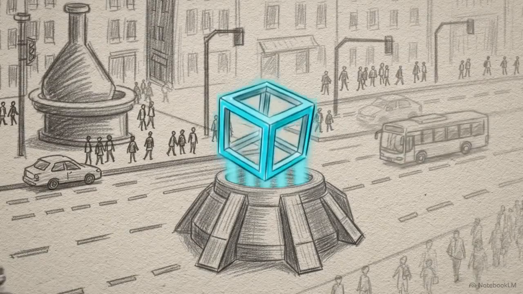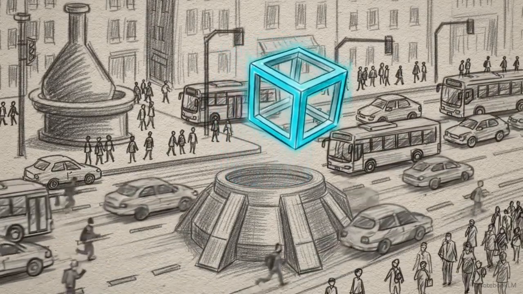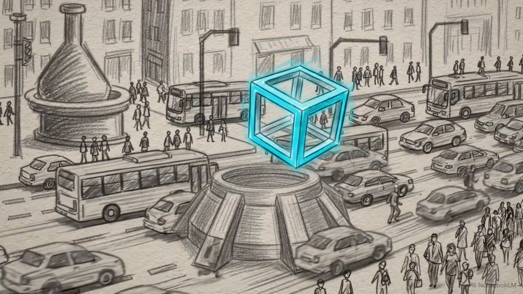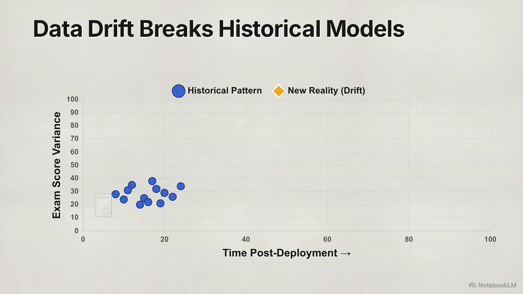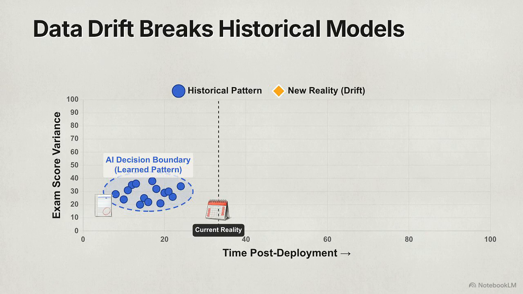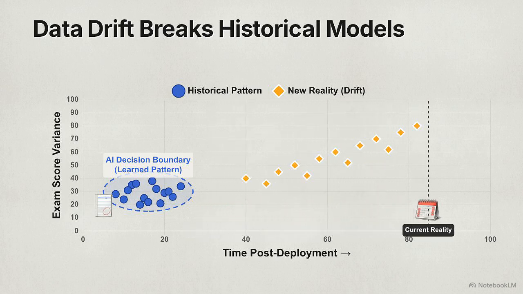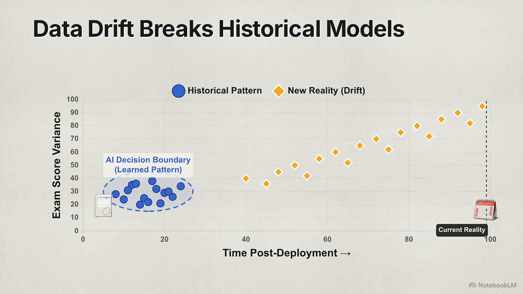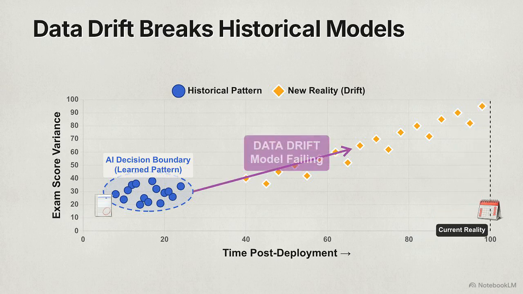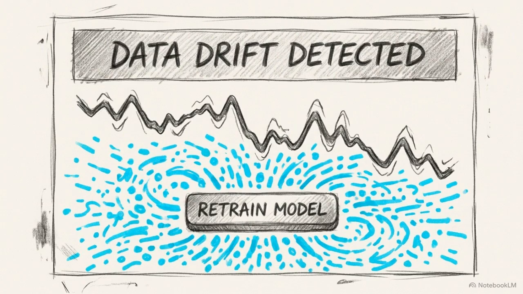Deployment is not the end of the AI lifecycle. When a model hits the real world, its job is just beginning. Over time, real-world parameters inevitably shift away from historical norms. This is a phenomenon known as data drift. If our school completely changes its exam structure, the old historical patterns no longer apply. The predictive model will fail to capture the new reality. This makes continuous monitoring and maintenance essential. Systems must be regularly tested and retrained with fresh, accurate data to maintain their reliability.